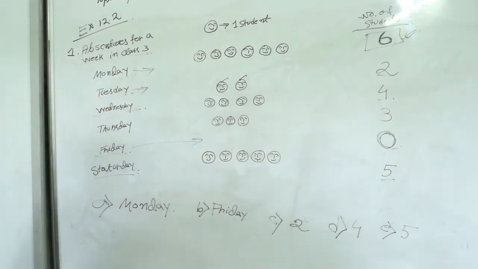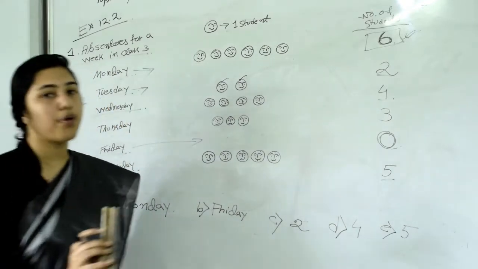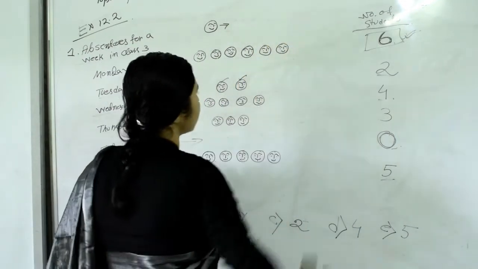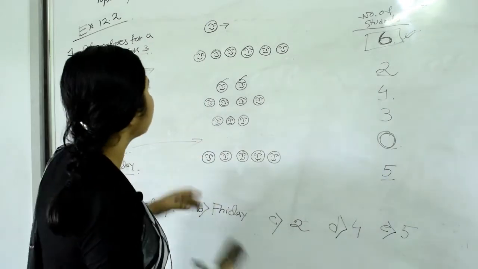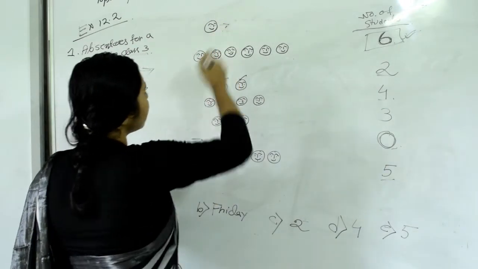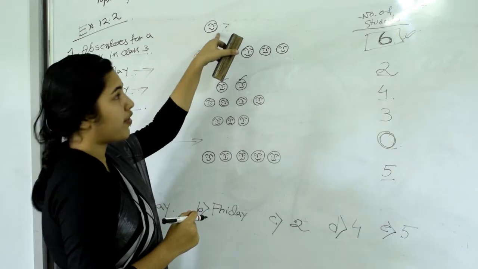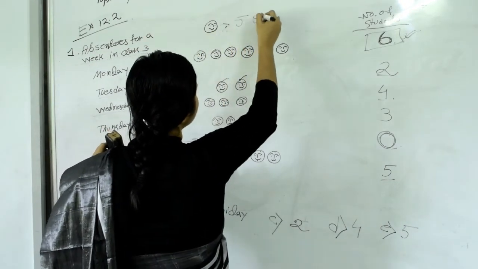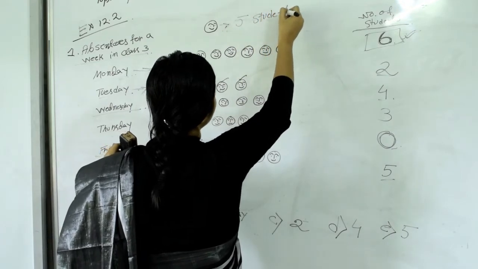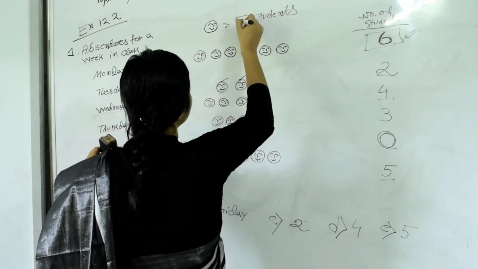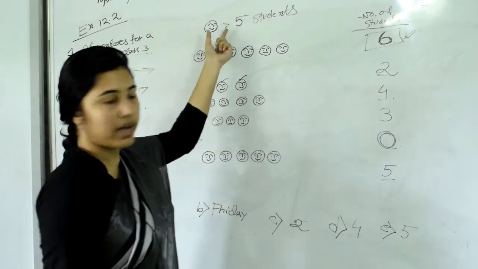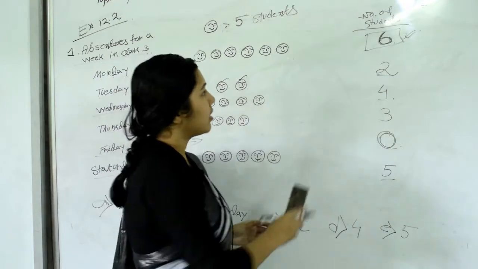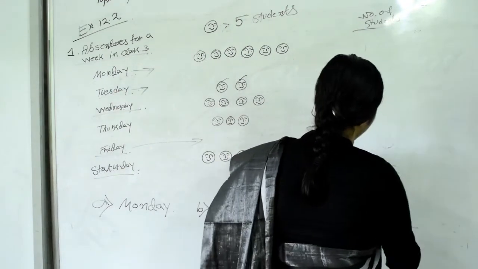Now, one more important thing is, suppose I am modifying this question. Look here. Suppose this one smiley face represents 5 students. Okay. Here one smiley face represents 5 students. Now tell me the number of students.